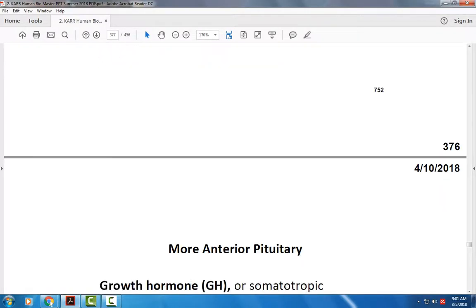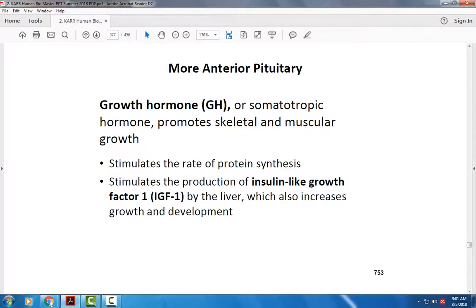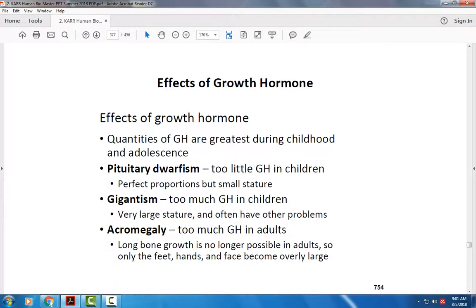Growth hormone. It promotes skeletal and muscular growth. It's very active, like I said, during childhood and development, and also stimulates production of a growth factor by the liver, which further contributes to growth. Sometimes we see overproduction of growth hormone during childhood, leading to gigantism, and then too little is called pituitary dwarfism.